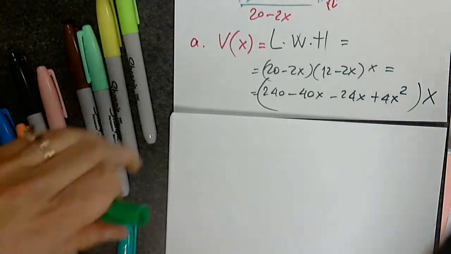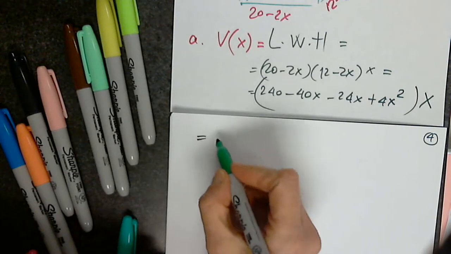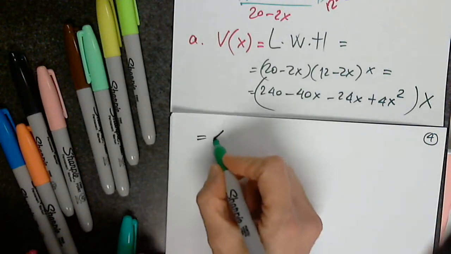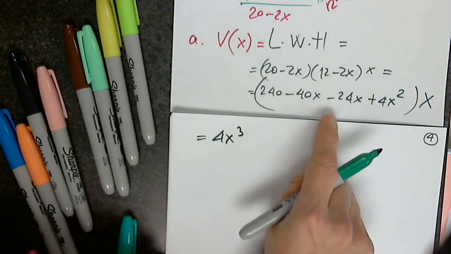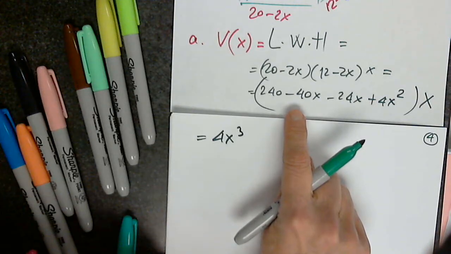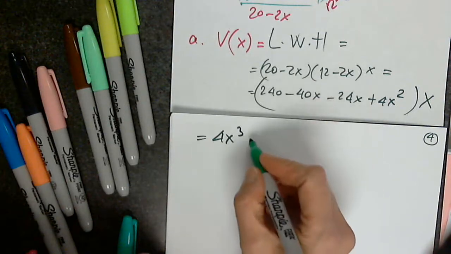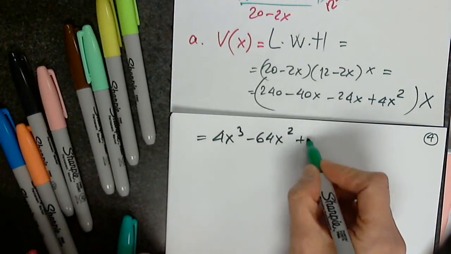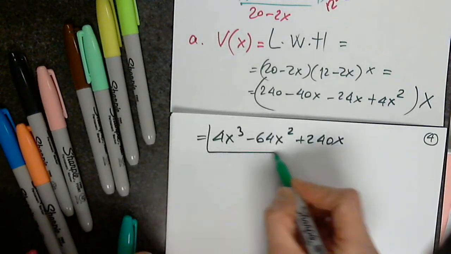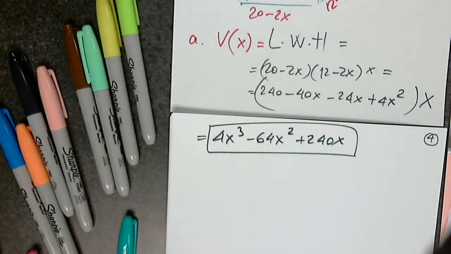And then 4x squared, yes, times x, so it's 4x cubed. Then this will be negative, you're right, do it in 2 steps. You don't have to do it in 1 step. Negative 64, very good. x squared, very good, and plus 240x. So part A is answered.